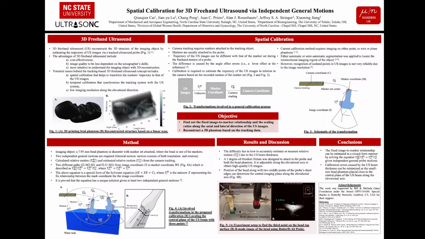With A and B known, we were able to solve the equation to obtain the fixed relationship between images and the marker set. So our conclusions here are: the fixed image-to-marker relationship can be estimated in a closed form manner by solving the equation given at least 2 independent general probe motions. And calibration errors caused by the ultrasound beam thickness can be minimized as the small size bead phantom is placed close to the central imaging plane of the ultrasound beam along the elevational axis.